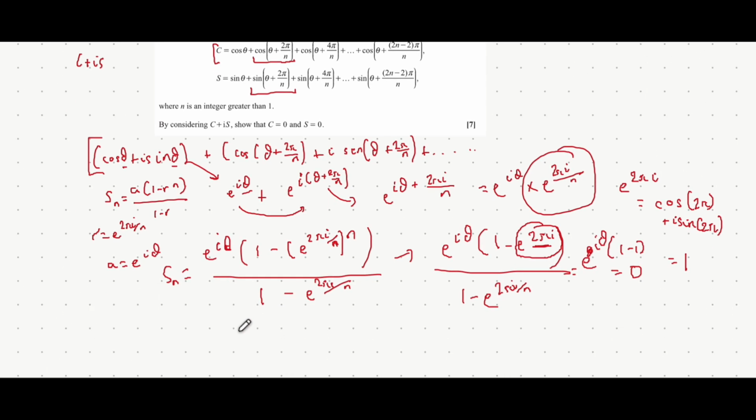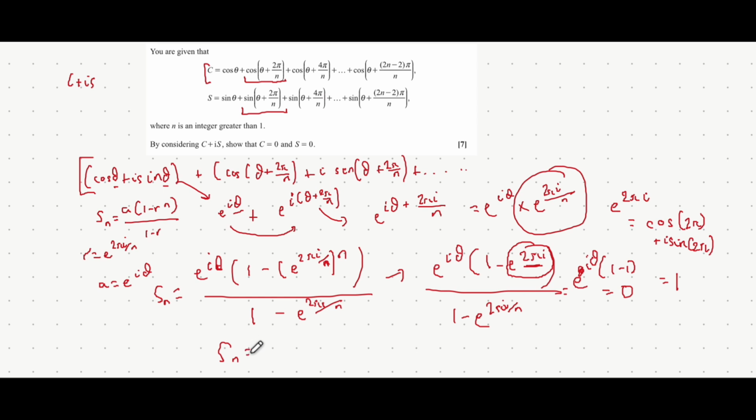And so we can conclude that the sum of n terms of the sequence is 0, meaning C plus iS would also equal 0. If that's the case, then the real part is equal to 0 and the imaginary part is equal to 0, if you imagine this as 0i as well. And that proves that C is equal to 0 and S is equal to 0. And that's it. That's everything for this pretty difficult question, combining geometric series and complex numbers.